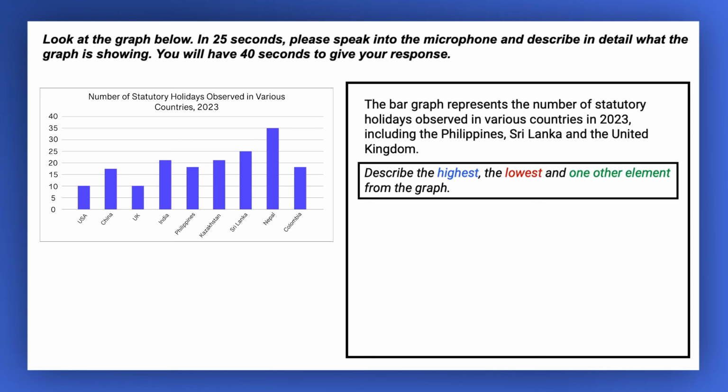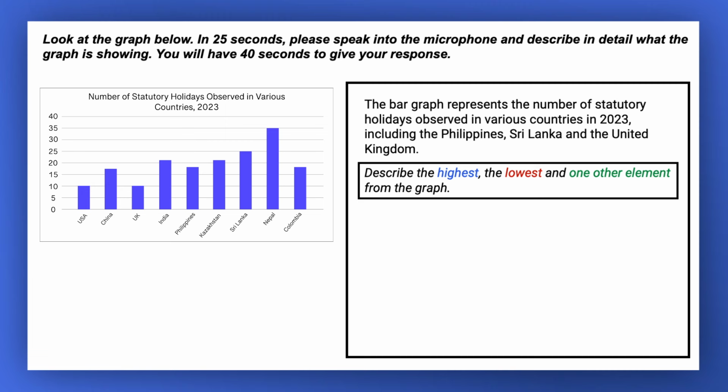Next is describing the graph. We should aim to speak for around 25 seconds for this part. Remember the pattern for describing the graph. You should describe the highest, the lowest, and one other element from the graph. We'll start with the highest.